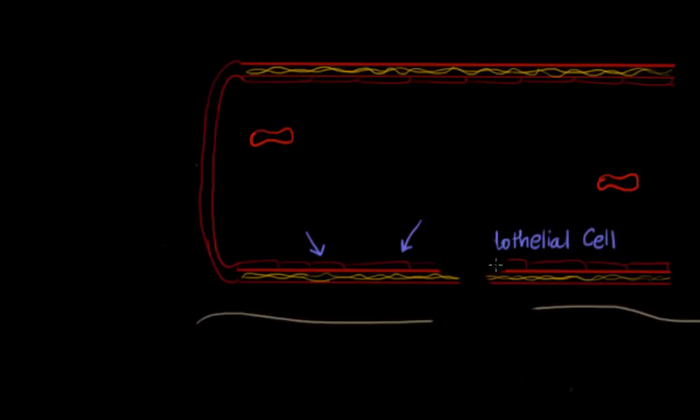So let me erase this. Let me cause some damage to the blood vessel. And so you can see blood that should be flowing in this direction now can come out of the blood vessel and out of the skin in this direction. We want to stop this, and the way we stop this is through hemostasis.